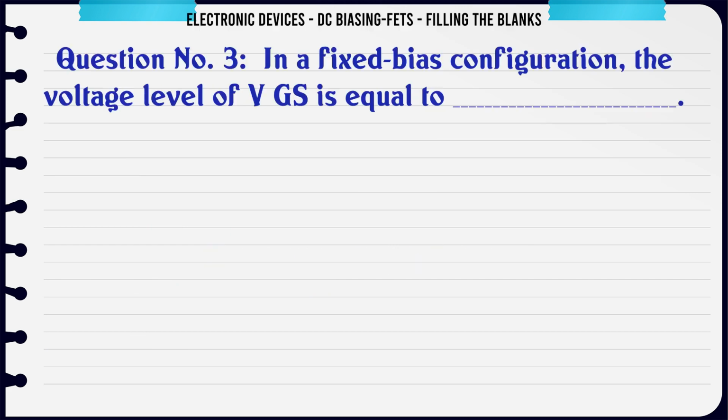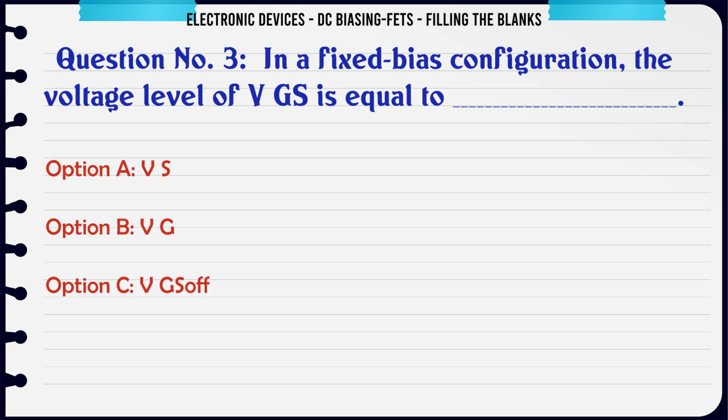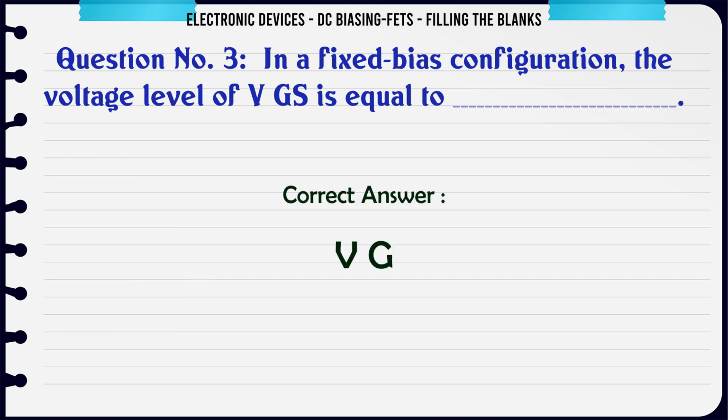In a fixed bias configuration, the voltage level of VGS is equal to A. VS. B. VG. C. VGSoff. D. VP. The correct answer is VG.